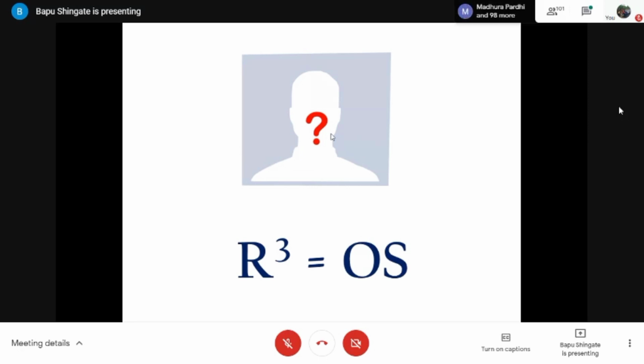You should have a library of reagents. Those who know reactions, rearrangements, and reagents will understand organic synthesis. They will understand organic chemistry, and they are able to learn organic chemistry and become masters in organic chemistry. Okay, R cube is equal to OS. This beautiful equation I have given to you.